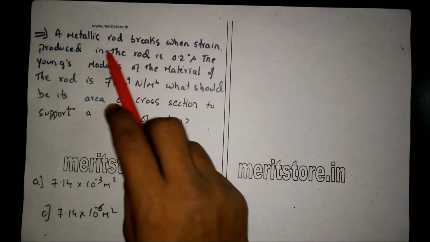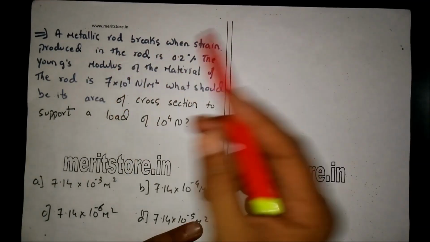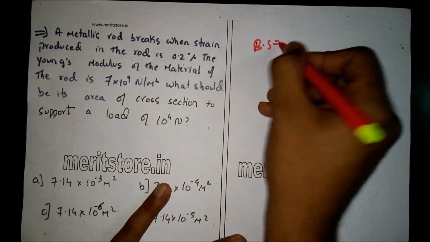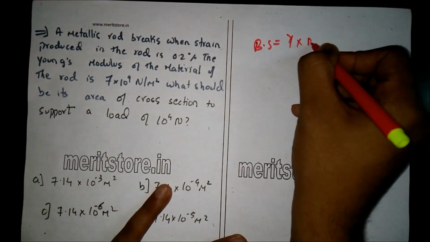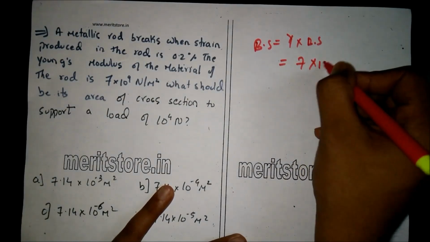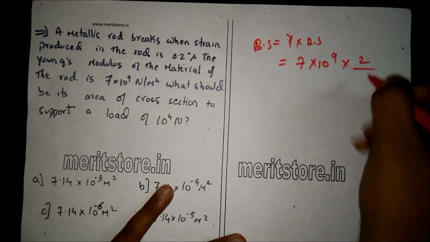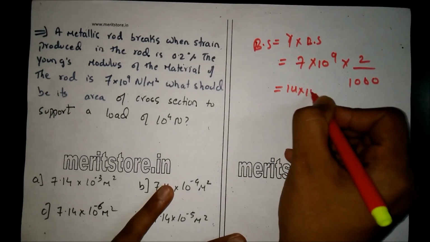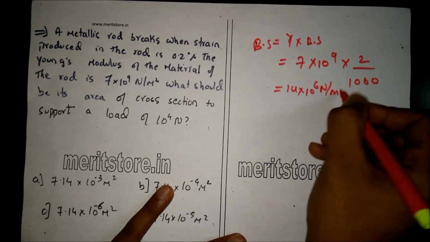Now the rod breaks when strain produced in the rod is 0.2%. Therefore, the breaking stress will be equal to Y into the breaking strain, which is 0.2% of the Young's modulus. Young's modulus is given as 7 × 10^9 into 2 upon 1000, which will be equal to 14 × 10^6 newton per meter square.